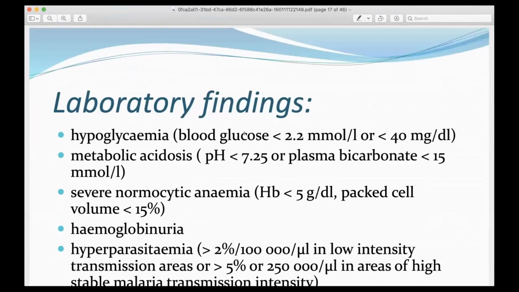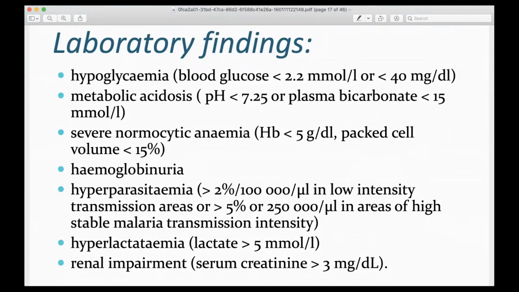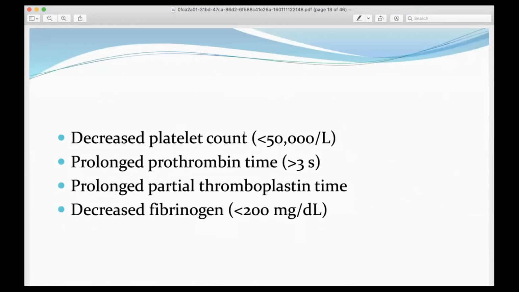These are the signs when organ failure is present. It is called complicated. And as usual, you will expect hypoglycemia, which is also very common with malaria, lactic acidosis or metabolic acidosis, severe normocytic anemia as I mentioned, and parasitemia, if the field is filled up with parasites, then hyperlactatemia and renal impairment. These are the laboratory findings of complicated falciparum malaria. And as I mentioned, the decreased platelet count.